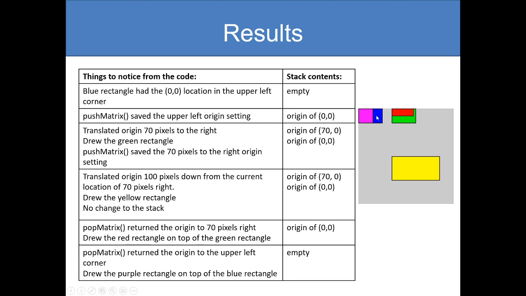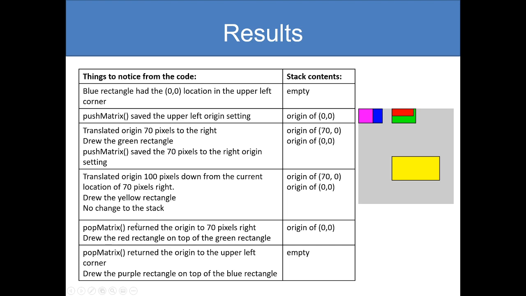We go 70 to the right, draw a green rectangle, and we save that we went 70 to the right. So our stack, instead of having an origin of 0, has an origin of 70, 0, and underneath that we have an origin of 0, 0. We translate down to 100, and we draw the yellow rectangle. We don't add a new stack yet. We don't add a new stack at all.